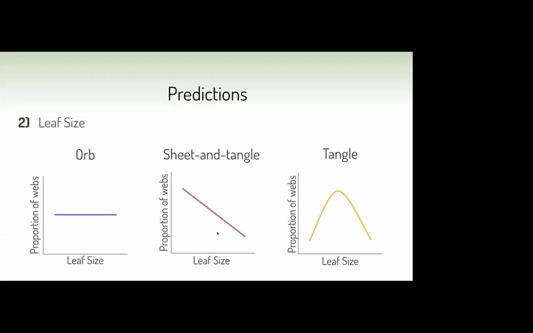We predicted that sheet and tangle webs would select for areas with lots of small leaves, as this provides a higher number of unique attachment points to support that sheet structure.